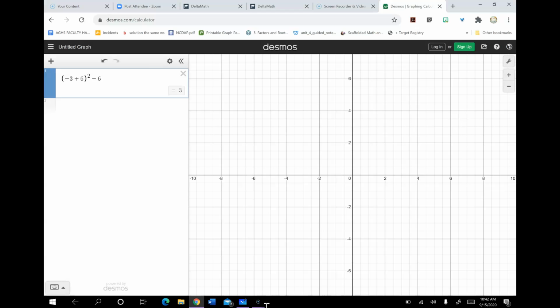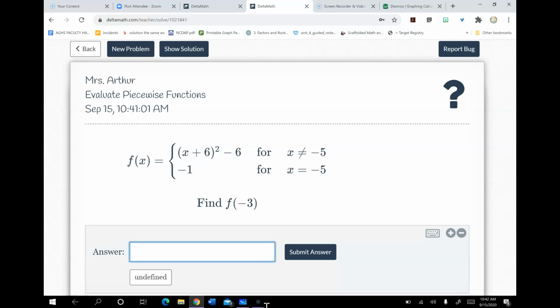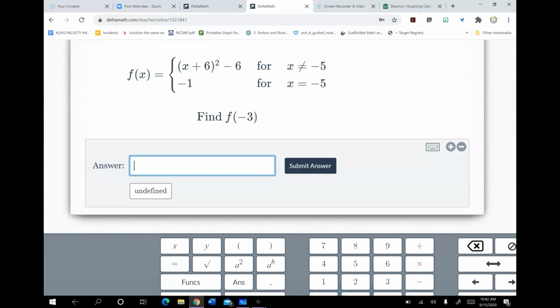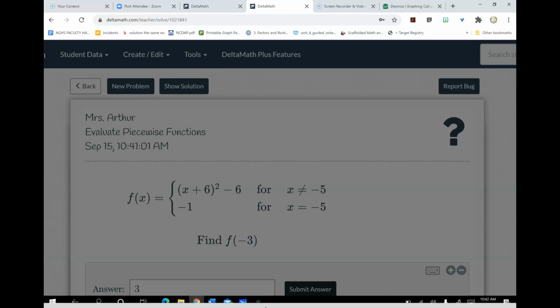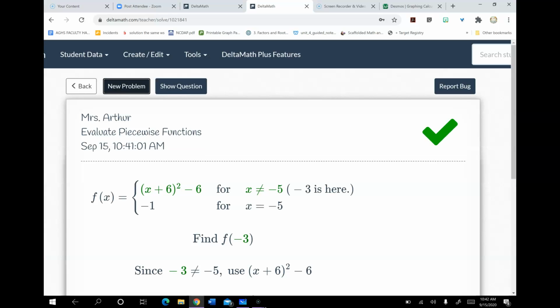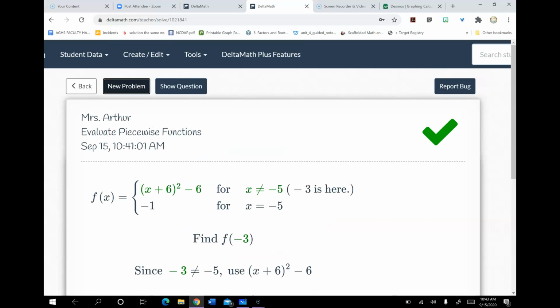So if we came back to this Delta Math and I put 3 in, get my answer. Yep. I hope that helps, and use the show me tool too. It can show you things. I hope this helps you out, guys. And I'm going to make another video for the graphs.